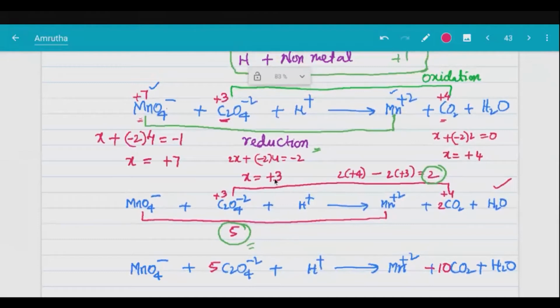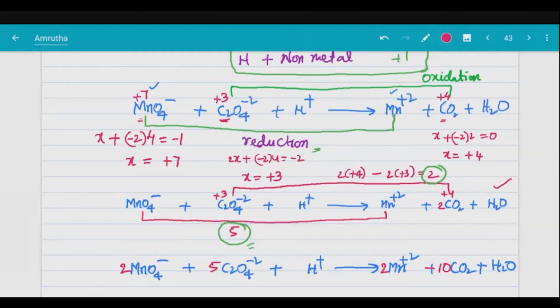So what about this number 2? 2 also you can multiply here. The 2 electrons lost you multiply with reduction, and the 5 electrons gained you multiply with oxidation. So this is what cross multiplication I'm talking about. Oxidation change you multiply with reduction, reduction change you multiply with oxidation. This is the most crucial step in balancing.